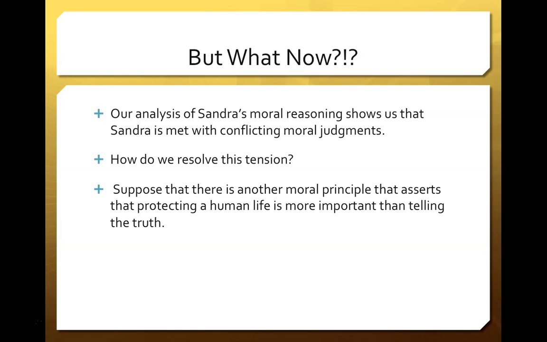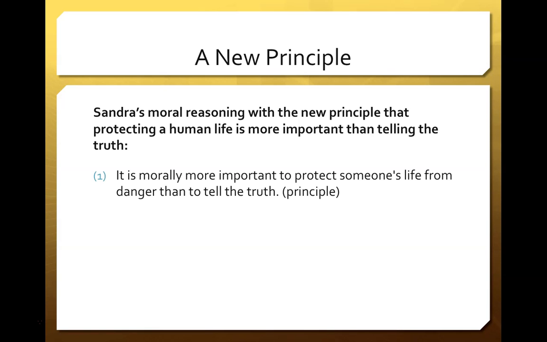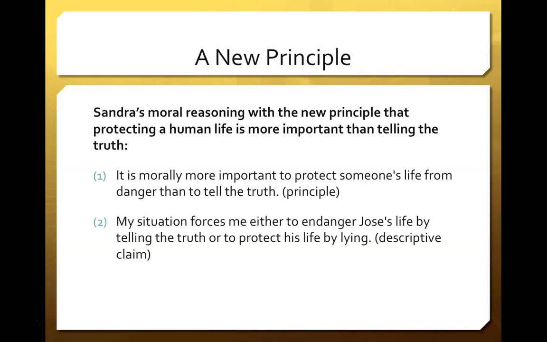Well, one way is to suppose that there's another moral principle that asserts that protecting a human life is more important than telling the truth. So this new principle can allow us to make some progress. Okay, so here's Sandra's moral reasoning with this new principle that protecting a human life is more important than telling the truth. So, it's morally more important to protect someone's life from danger than to tell the truth. This is the principle that we're beginning with.